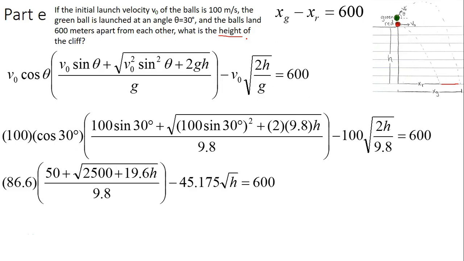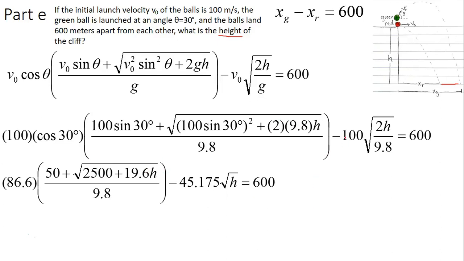And we can simplify it a little bit more. So I just want to explain a little bit about what I did from this step to this step. So 100 times the cosine of 30 is 86.6. 100 times the sine of 30 is 50. 100 sine 30 squared is 2500, and 2 times 9.8 is 19.6.